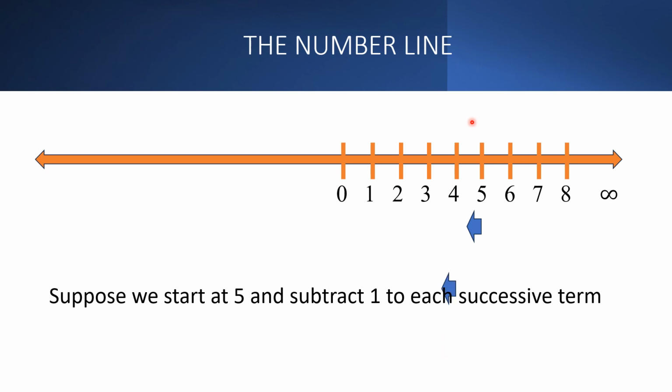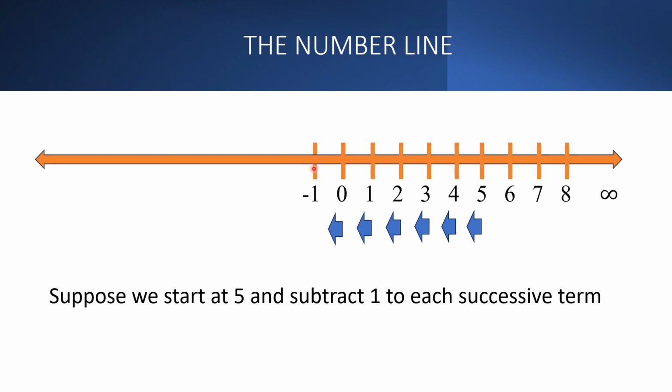We subtract 1 again from 4, we get 3. We subtract 1 from 3, we get 2. The numbers are getting smaller because we are subtracting 1 from each successive term. We subtract 1 from 2, we get 1. We subtract 1 from 1, we get 0. Now what happens if we subtract 1 from 0? We get negative 1. Now negative 1 simply means it is smaller than 0 on the number line.